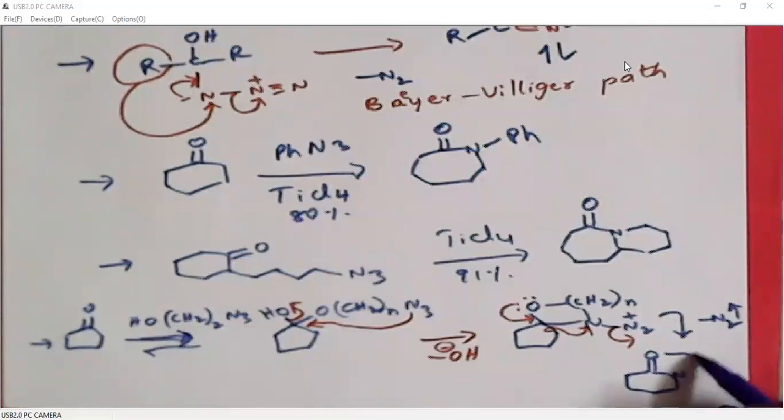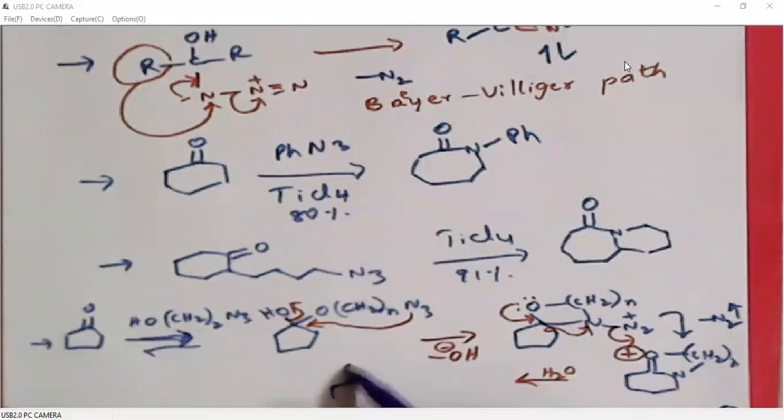And of course, we have this and a positive charge here. Finally, when we add water, this will undergo hydrolysis. This will undergo hydrolysis. So that generates a 6-membered lactam. This is the final product here.